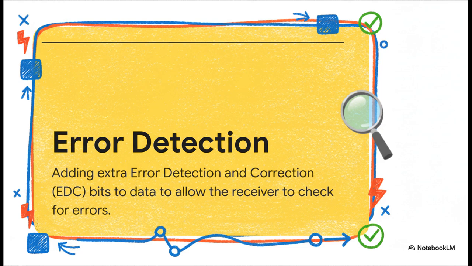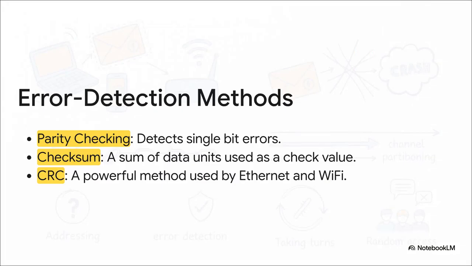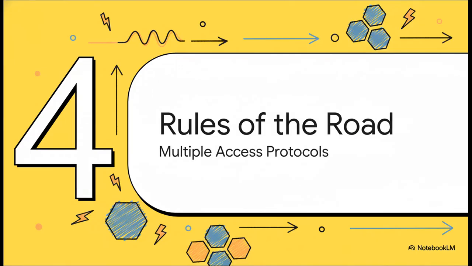If it looks broken, it knows the data was corrupted, and it just throws the whole frame away. Now, there are a few ways to create this seal. Early methods like parity checking and checksums were pretty simple, but they could sometimes miss certain kinds of errors. That's exactly why modern networks like Ethernet and Wi-Fi rely on the real powerhouse, the cyclic redundancy check, or CRC. It runs a much more complex math problem to create a really robust digital fingerprint that is exceptionally good at sniffing out any corruption.